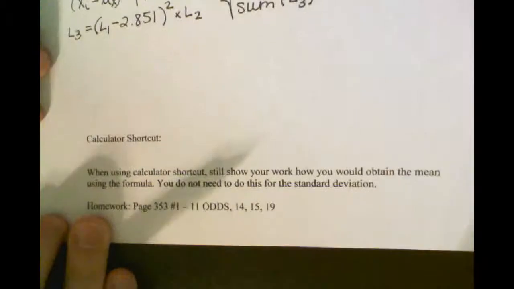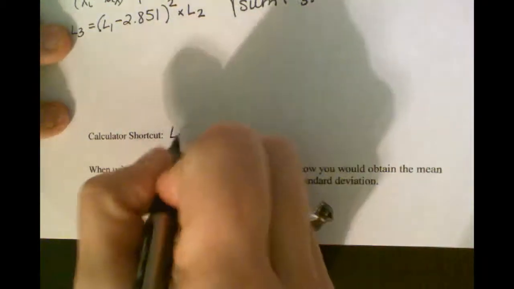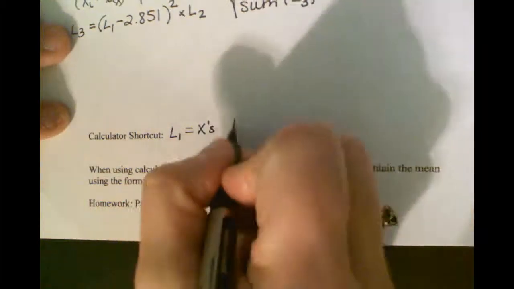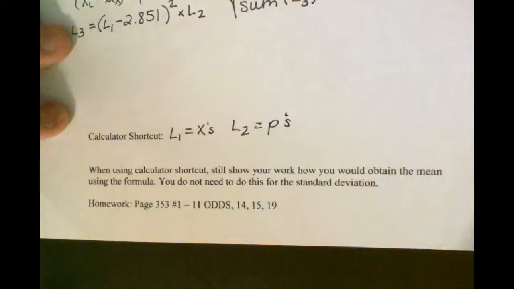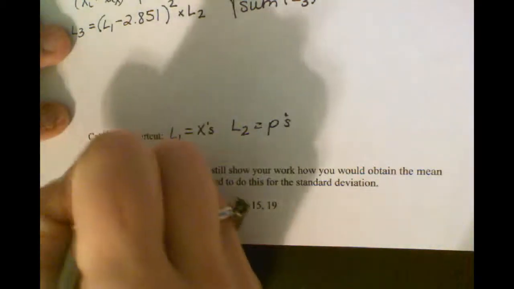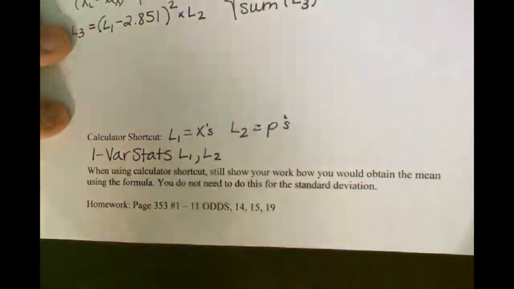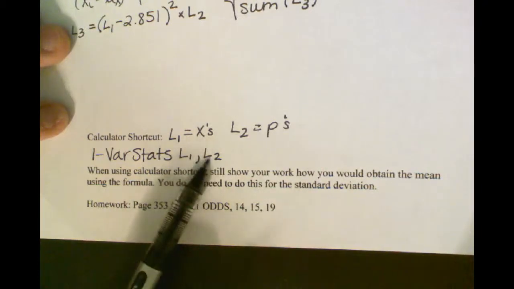There's a much easier way to get the mean and the standard deviation, which you are more than free to use. Make sure to put your x's in one list, usually list 1, and your probabilities in a second list, usually list 2, so you probably already have that done. And then you can do one variable stats, list 1, comma, list 2. Make sure your probabilities, or whatever it's weighted by, is always in list 2. It's always the second list you plug in.